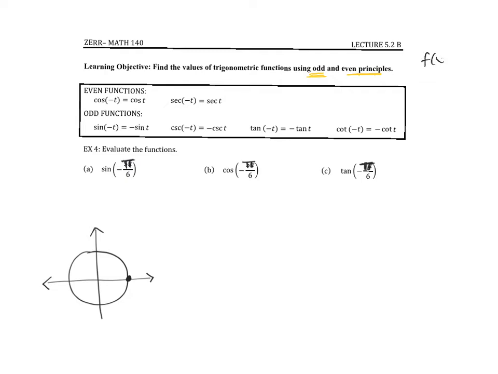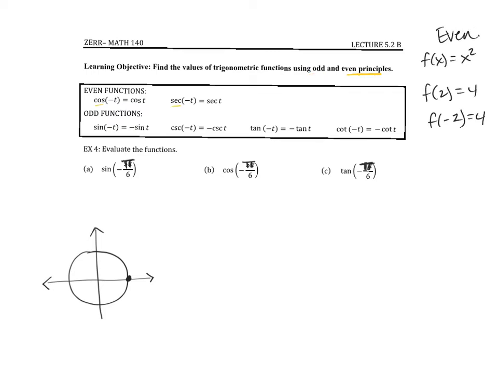So for example, f of x equals x squared. If you put in 2, you get 4. If you put in -2, you also get 4. So that's an example of an even function. And it turns out that cosine and secant are also even.